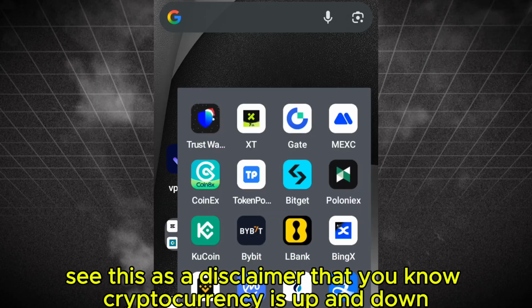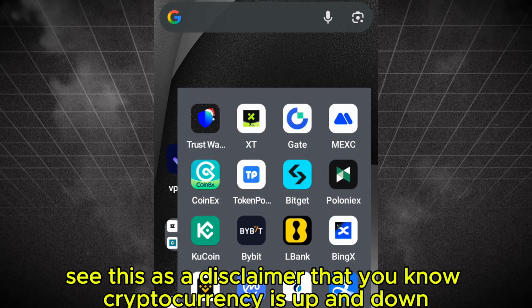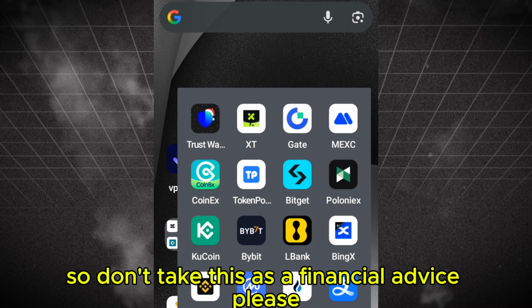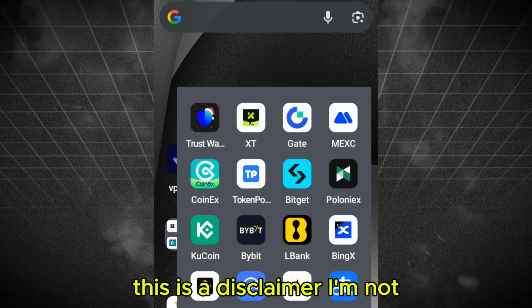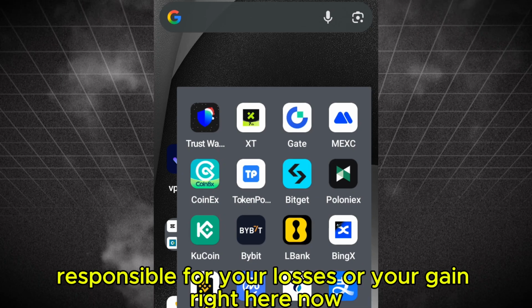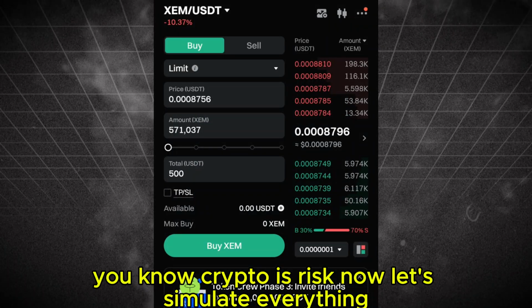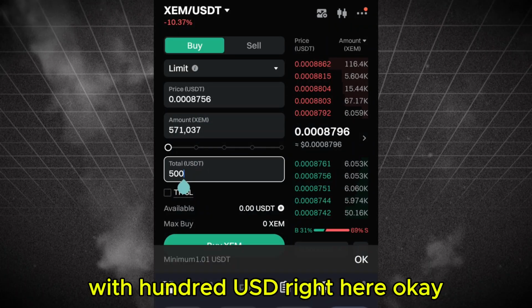I usually say this as a disclaimer: cryptocurrency goes up and down. It is price differences, so it can come down at any time and can go up. So don't take this as financial advice, please. This is a disclaimer. I'm not responsible for your losses or your gains. You just have to take everything at your own risk. Crypto is risk. Now let's simulate everything with 100 USDT right here.